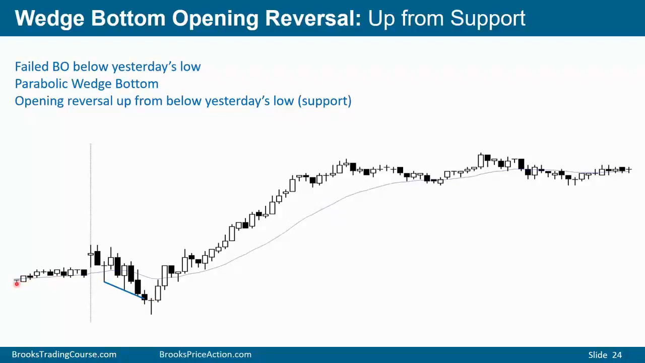Yesterday's low is around here. This is a wedge bottom, opening reversal at support. Yesterday's low, a failed breakout below yesterday's low. Maybe a 40% chance it's going to be the low of the day. Aggressive bulls buy above the high of the buy signal bar, betting on the wedge bottom. Stop is right here. The risk is small. The reward is many times greater than the risk. So it's a very good trade, even if the probability is only 40%.